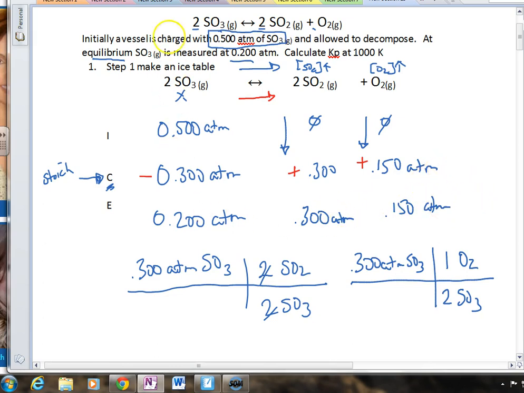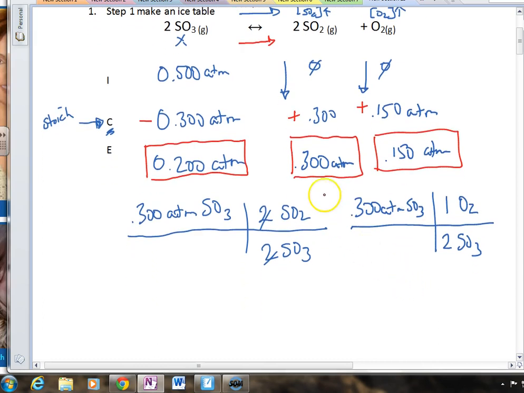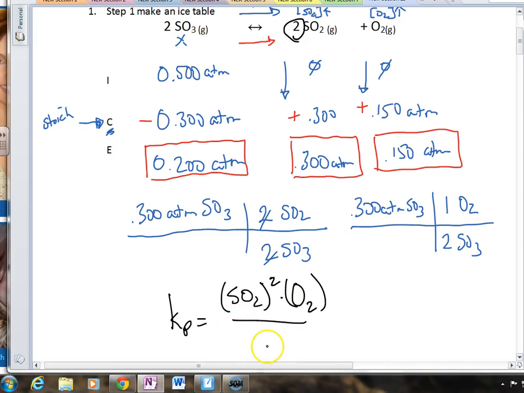Okay, now those three values are important. This is the E line, right? From our E line, our equilibrium line, we can take these 3 values and use them to calculate our Kp value. Now I'm going to write my Kp expression. Kp is going to be equal to, we remember that our products, so I can use brackets here because we're talking about pressure, of our sulfur dioxide gas. We're going to raise that to the second power because we have an exponent of 2, multiplied by O2 to the first power, all divided by SO3 raised to the second power.